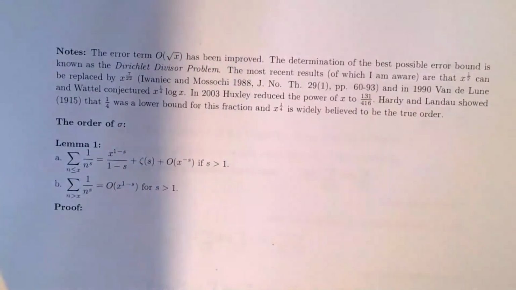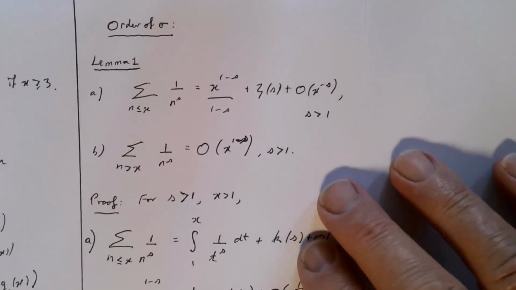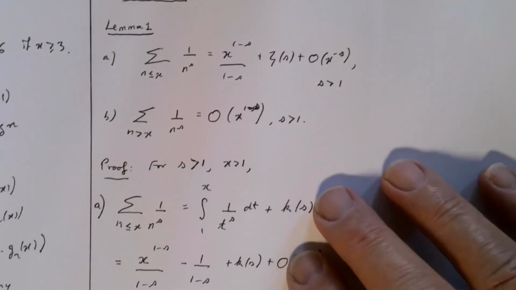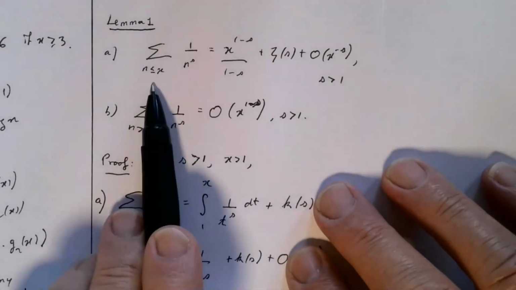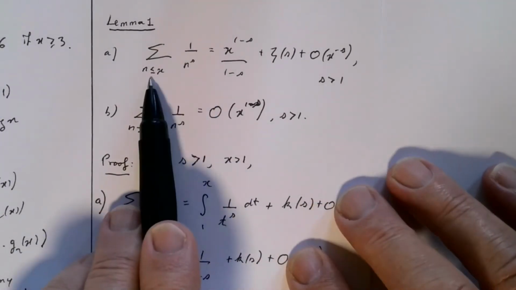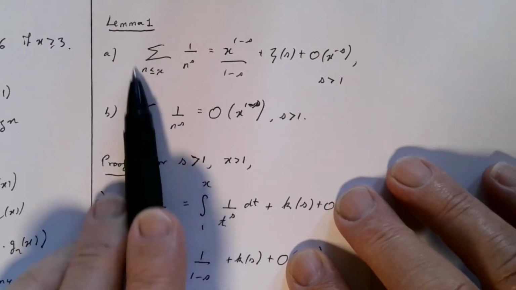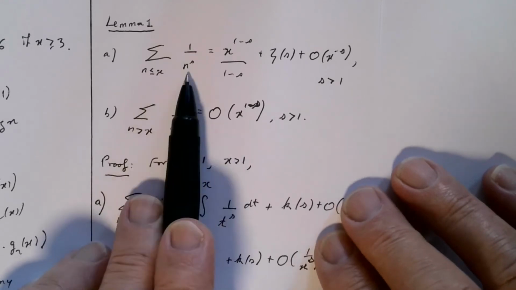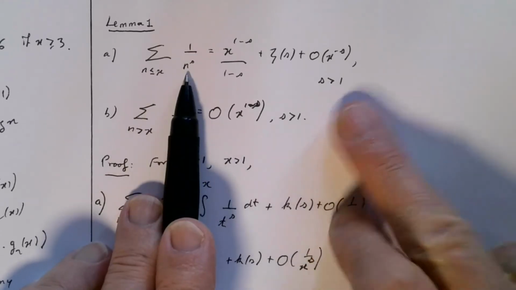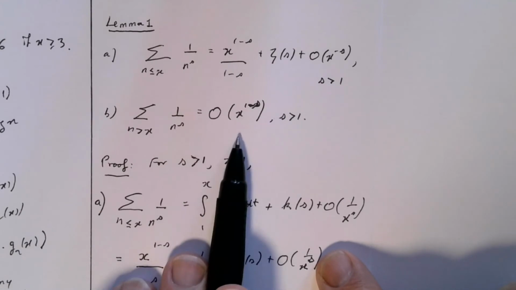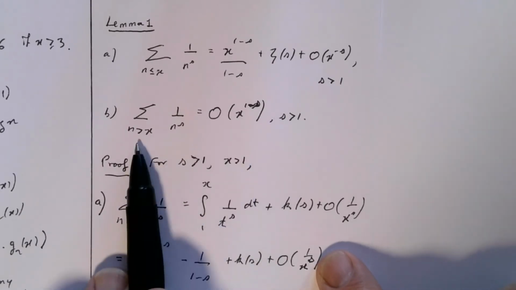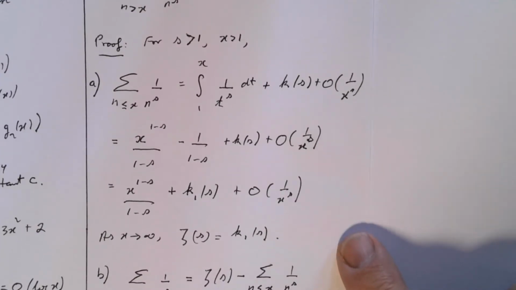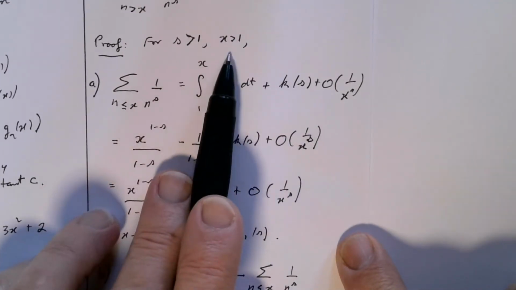So a little proof of this result, of this lemma. And so there it is. They're the things we're trying to prove. We want the order of, we want to try and get an idea of the growth rate of this sum, n less or equal to x, 1 over n to the s for s bigger than 1. And then we want to get some estimate of the tail of the infinite series. So for both parts, I'm going to assume that s is bigger than 1 and x is bigger than 1.